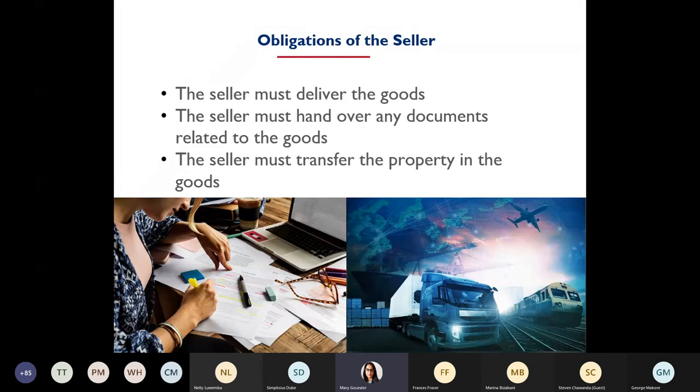So if you've sent me the bill of lading and the cargo has arrived in South Africa, I own the goods. Whether or not I've paid you, it doesn't matter. As long as I've got the document, I own the goods. And we'll go a little more into detail when we're going through Incoterms about ownership of the goods and when risks and ownership pass.